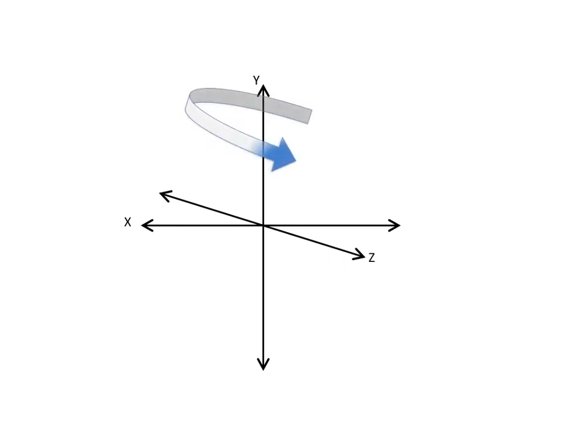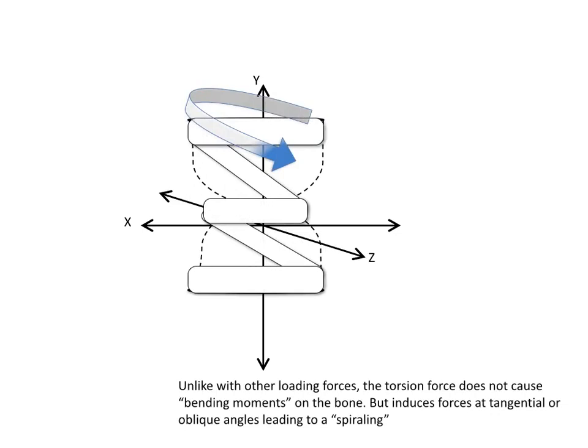Unlike with the other forces, we do not get a distinct bending moment within the bone. What we see is a tangential or an oblique angle forcing spiraling within the bone itself.